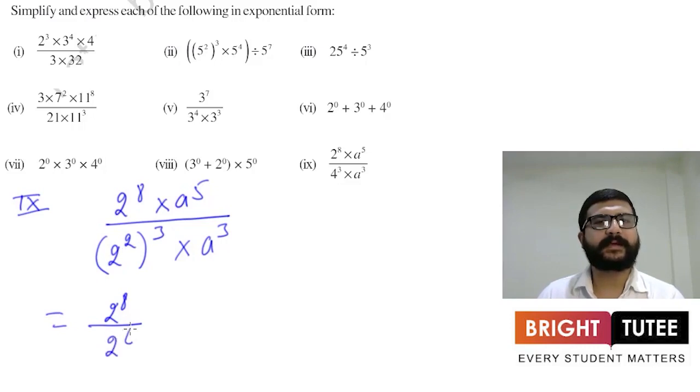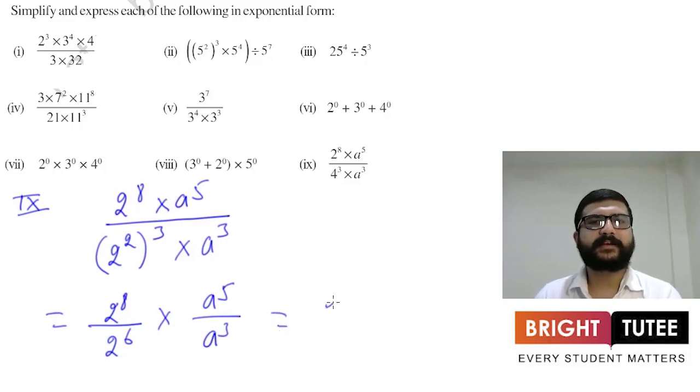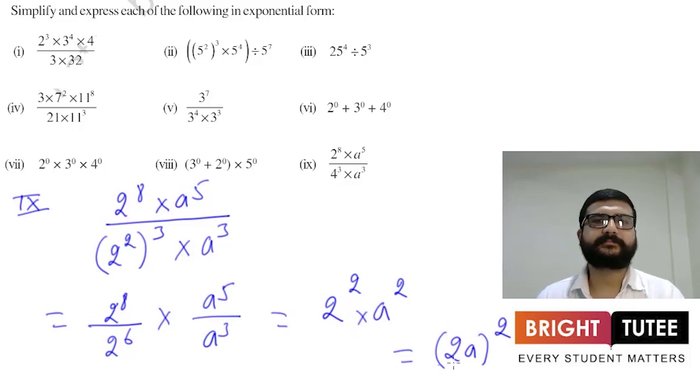So this will be 2 to the power 6 into a to the power 5 upon a to the power 3. Now from here we will get 2 to the power 8 minus 6, that is 2, into a to the power 5 minus 3, which is again 2. Now here we are multiplying two powers with the same exponent, so we will multiply their bases. So this will be 2a to the power 2. We keep the same exponent. So we have solved all the parts of this question.